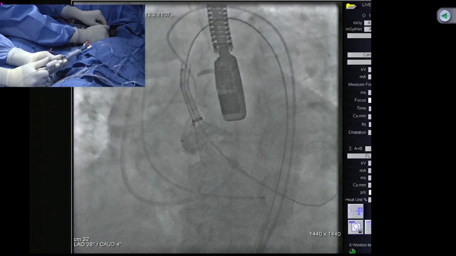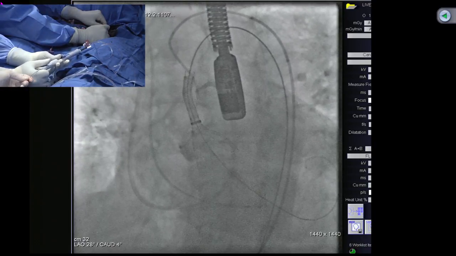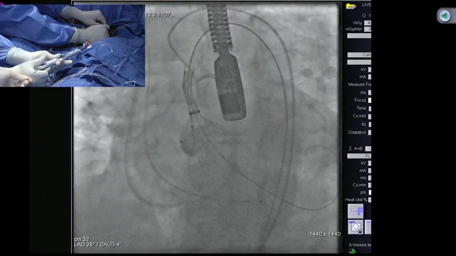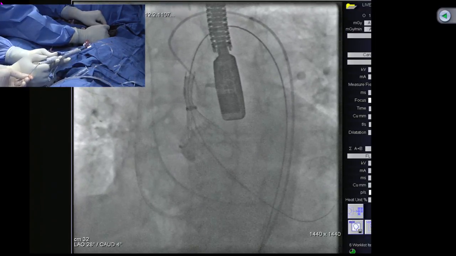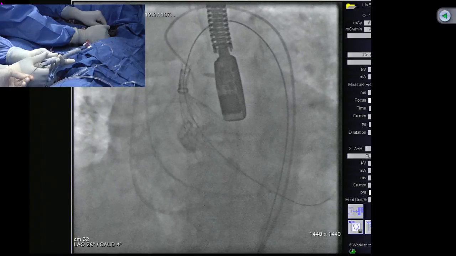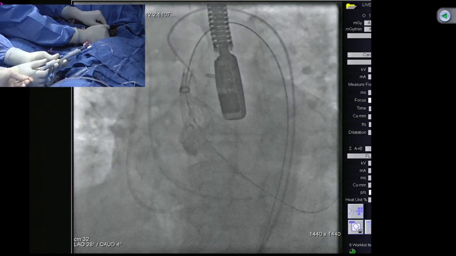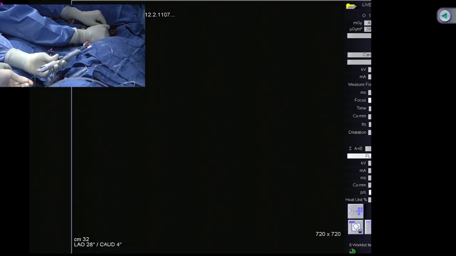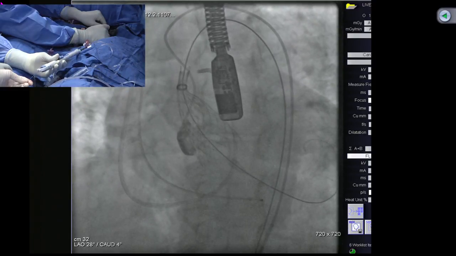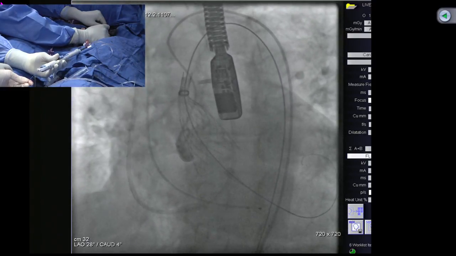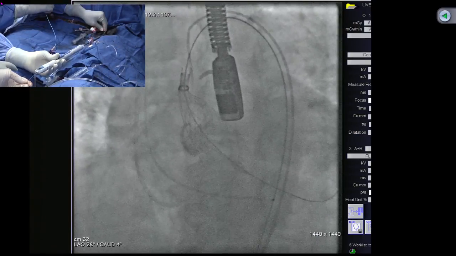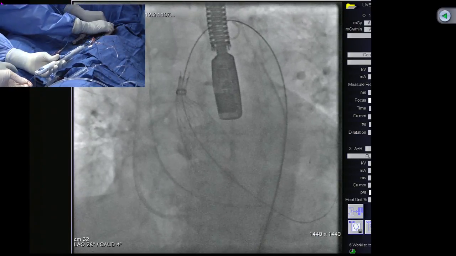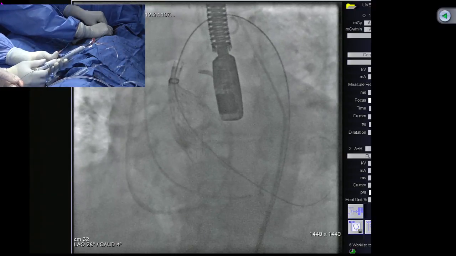Hold the wire. You hold the wire. Keep going, keep going. Yeah, stop here. Okay, cine again. Okay, inject. It looks good. Yeah, stop pacing now. Stop pacing. Okay, release the valve. I'm going to keep going forward.